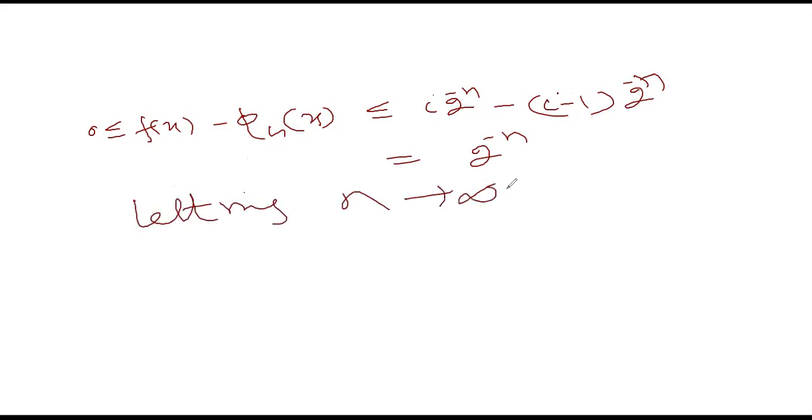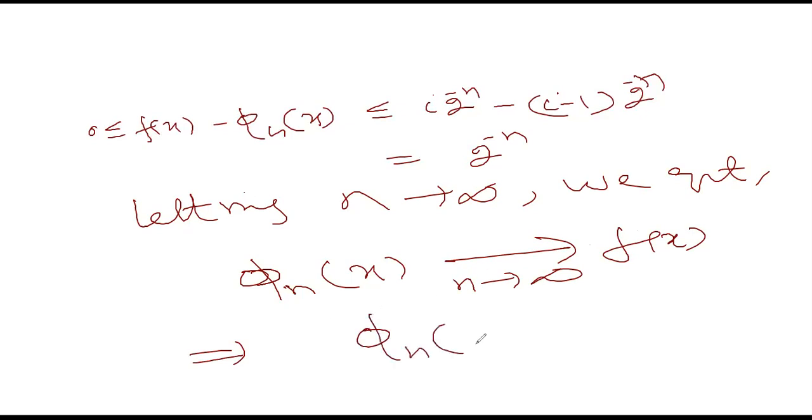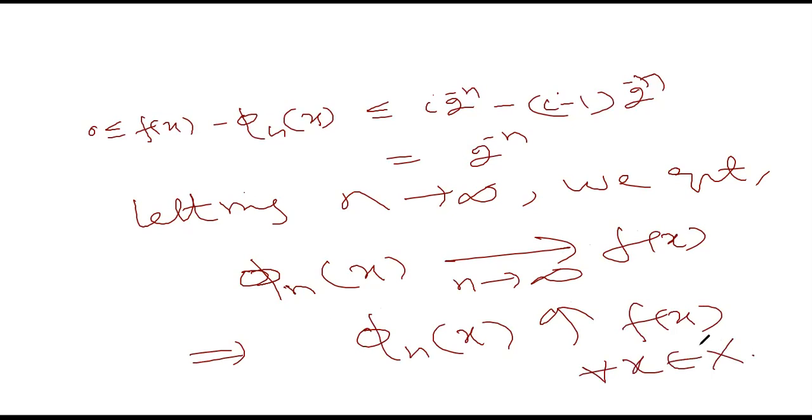So letting n approach infinity, because n is sufficiently large, we get phi_n(x) approaches f(x) as n approaches infinity. Phi_n is an increasing sequence and its limit is f(x). So phi_n(x) increases to f(x). It's true for each x because x was chosen as an arbitrary point in the space X. This completes the proof of the theorem.